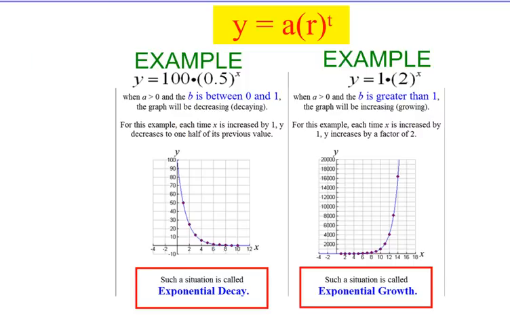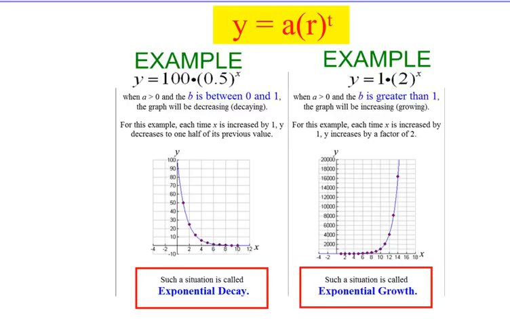In this lesson, we are going to do several word problems involving exponential growth and decay. And for that, we're going to have to introduce the formula y equals a times r to the t. An example of these are both listed right here.